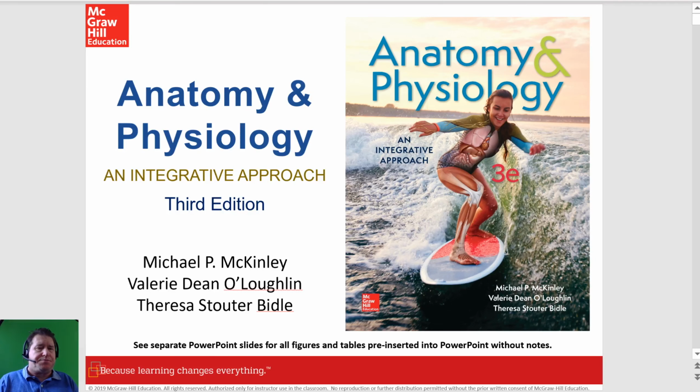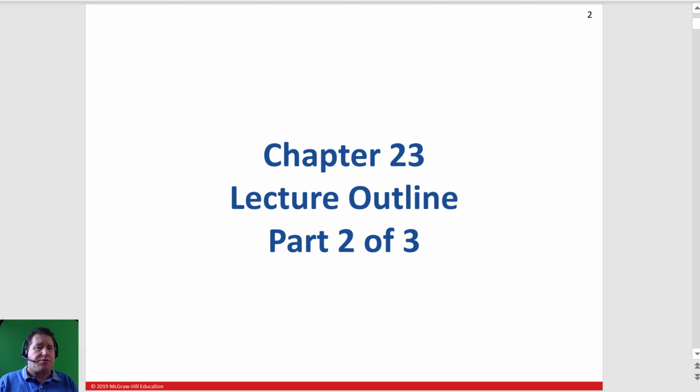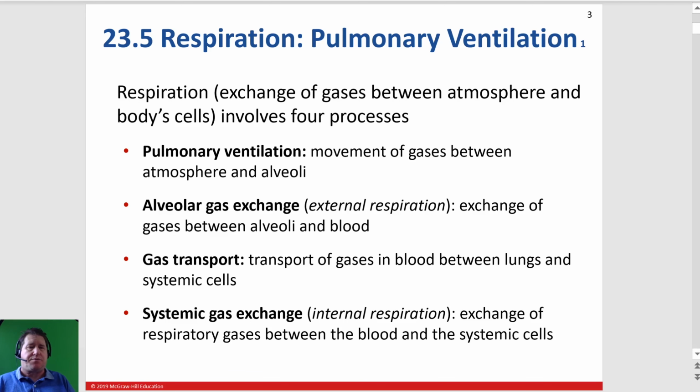Hello, welcome to chapter 23, and this is about the pulmonary system, continuation, part 2. We first looked at the typical structures of the respiratory system, and now we're going to go on to look at the functioning of these structures of the respiratory system.